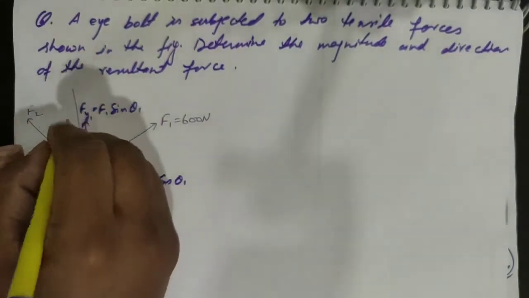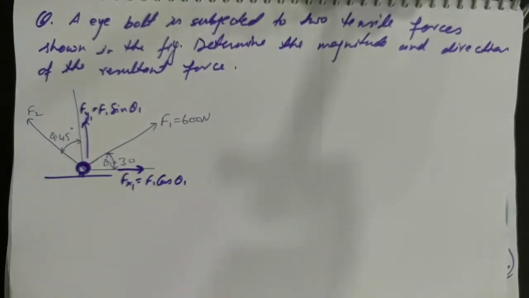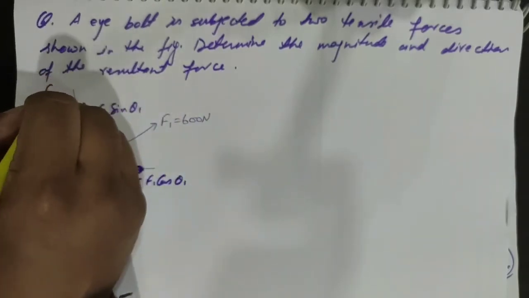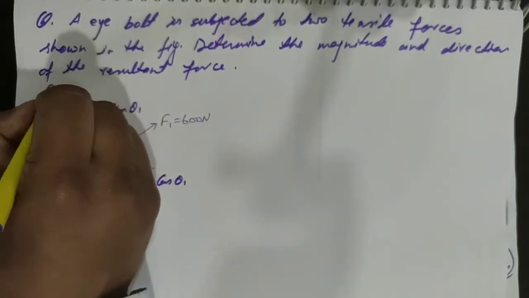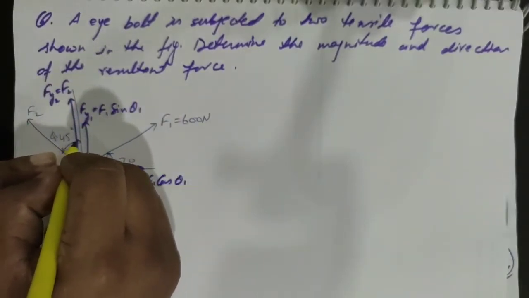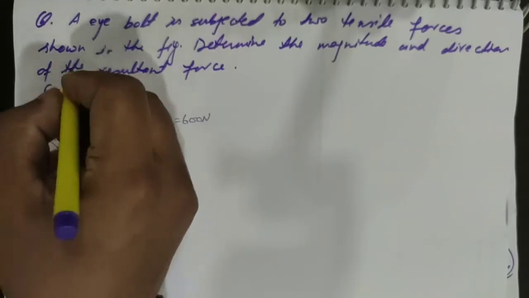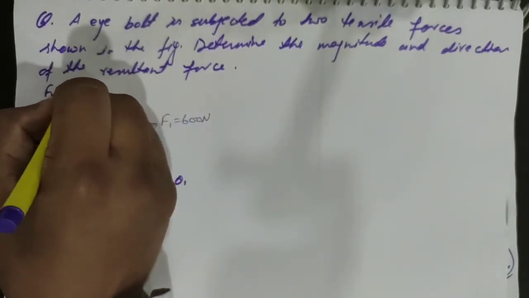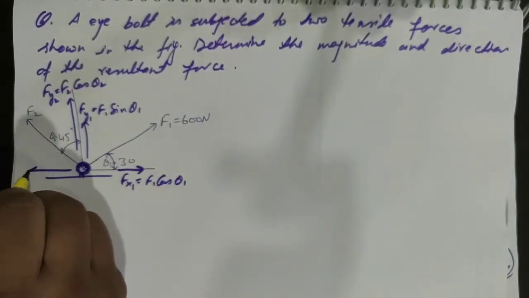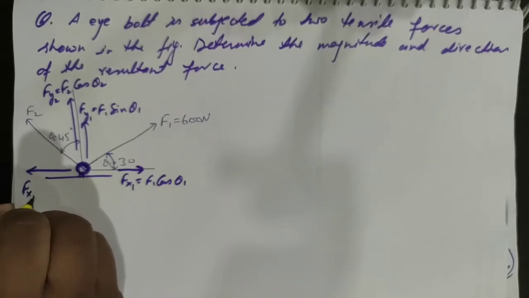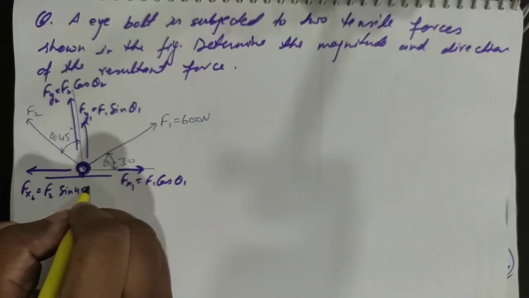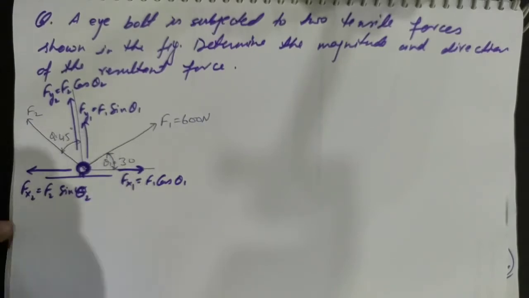See the y component of force F2. Fy2 is equal to F2 cos theta 2, because the reference angle is 45 degree with the vertical axis, so the cos component comes here. And in this direction we get Fx2 is equal to F2 sin theta 2. We are writing like this.